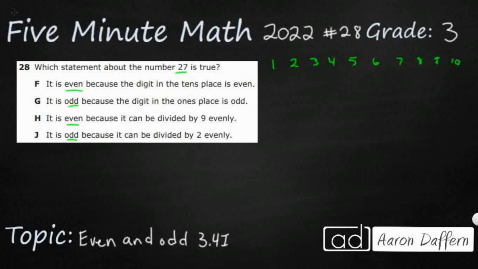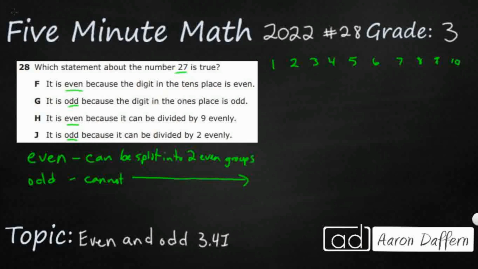So what's the difference between even and odd? Even numbers can be split into two even groups. That's one way to think of why they're even. Odd numbers cannot be split into two even groups. And all the rest of this is the same.